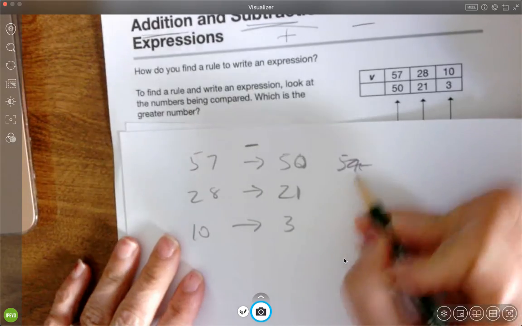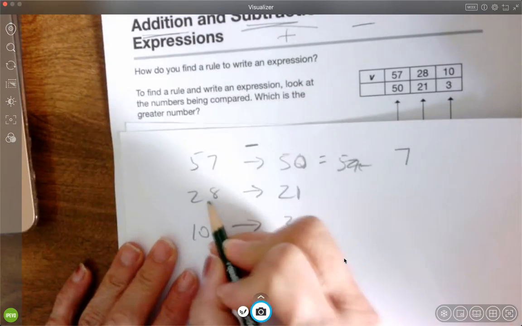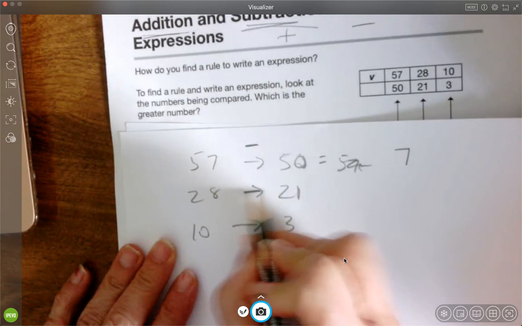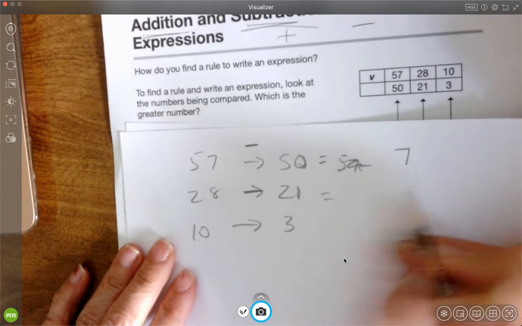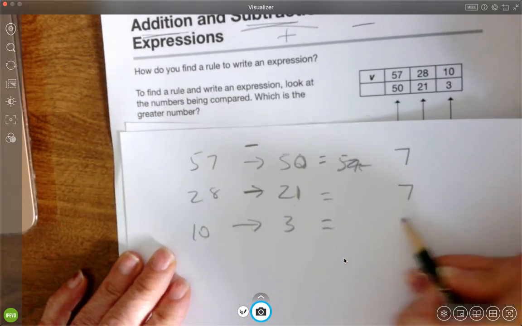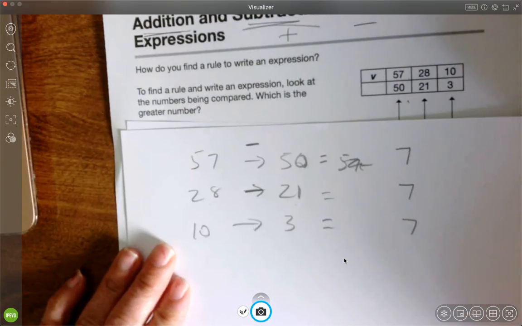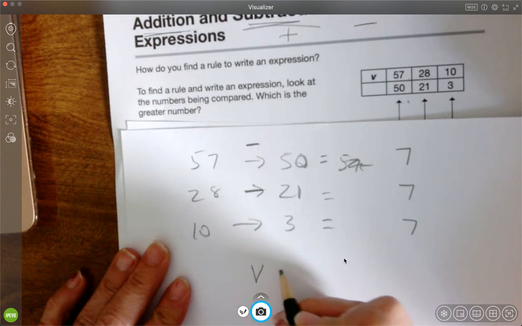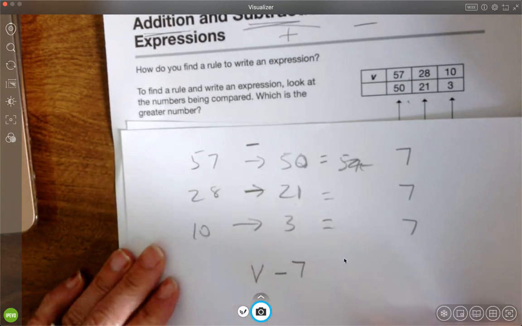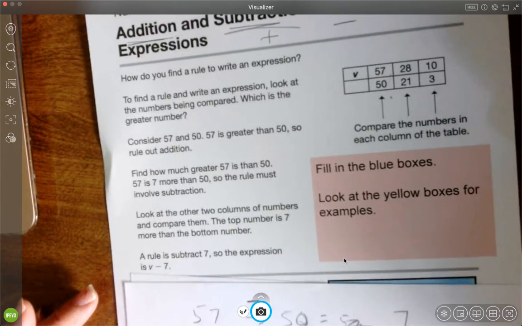So what is 57 take away 50? I get 7. What is 28 take away 21? I get 7. What is 10 take away 3? I get 7. So we know they're all going down by how much? 7. So my rule is V take away 7. And if we looked, we could see that's exactly what the rule is.